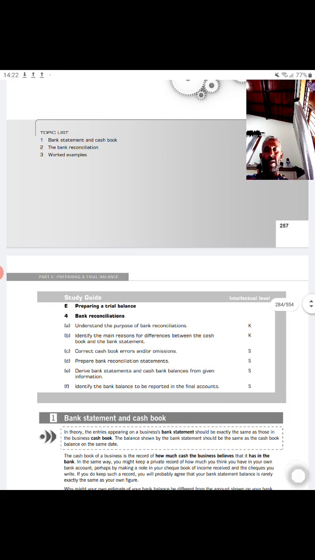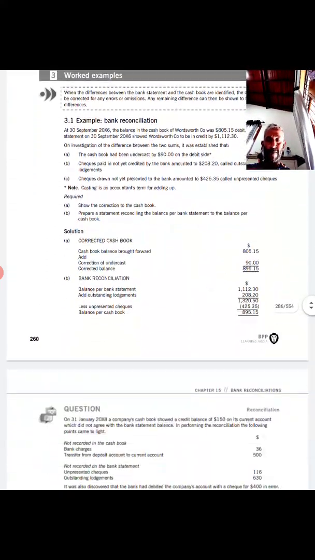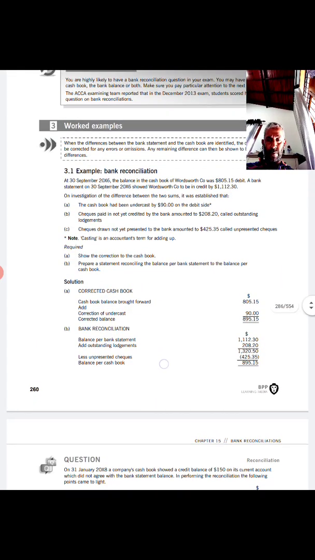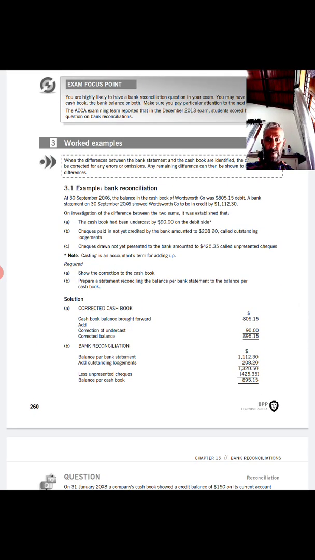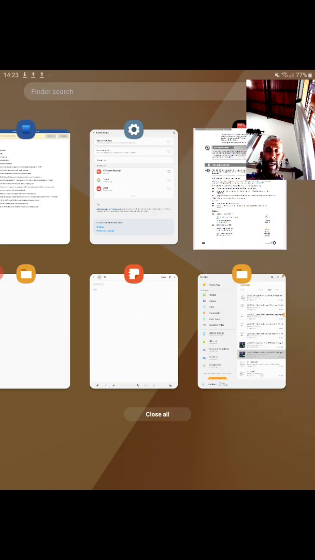Let us take some examples here. Let us take this example. At 30 September 2006, the balance in the cash book of W company is 805.15. Now, let me note that down.